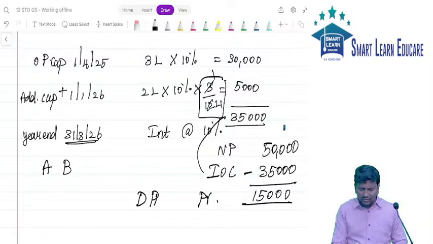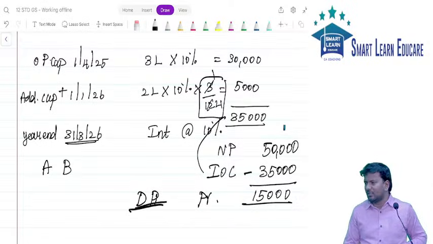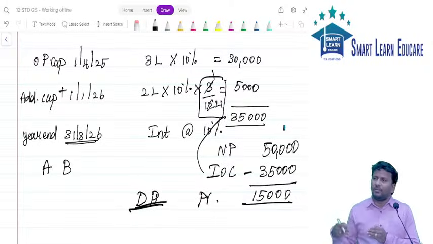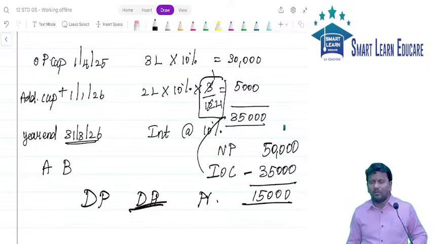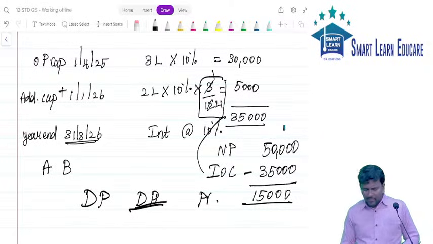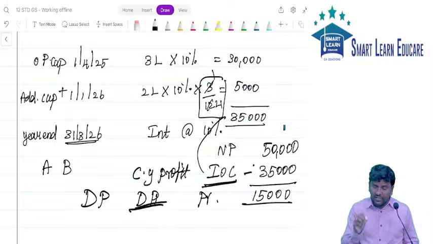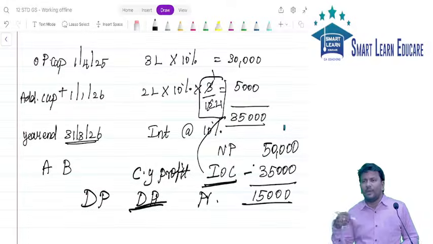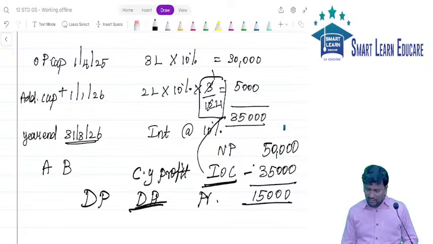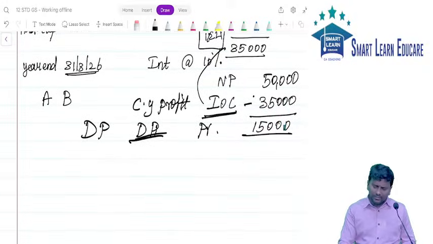15,000. This 15,000 is called what profit? Divisible profit. The profit which is divided between the partners, we call divisible profit. To pay this interest on capital, what is required? Current year profit is required. Only if there is profit in the current year can we pay interest on capital.